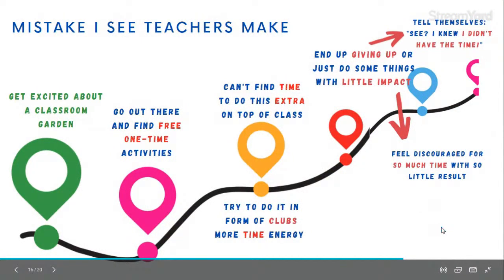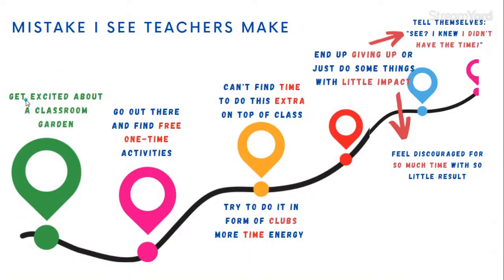So now, mistakes I see teachers make, and this is super important, so please pay attention. We get excited about the classroom garden. Oh, wow, it would be amazing if I could grow a garden inside my classroom, okay? Which is totally valid. You should be excited about it. It is exciting because there's so much opportunity. Then we go out there and we find free one-time activities, a bunch of sporadic, not cohesive, non-related to each other, sometimes not even proper for our season, not related to our school schedule, none of that.